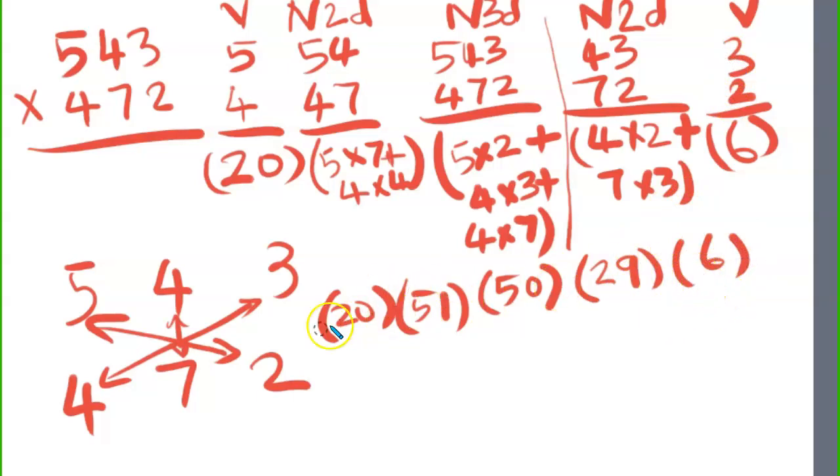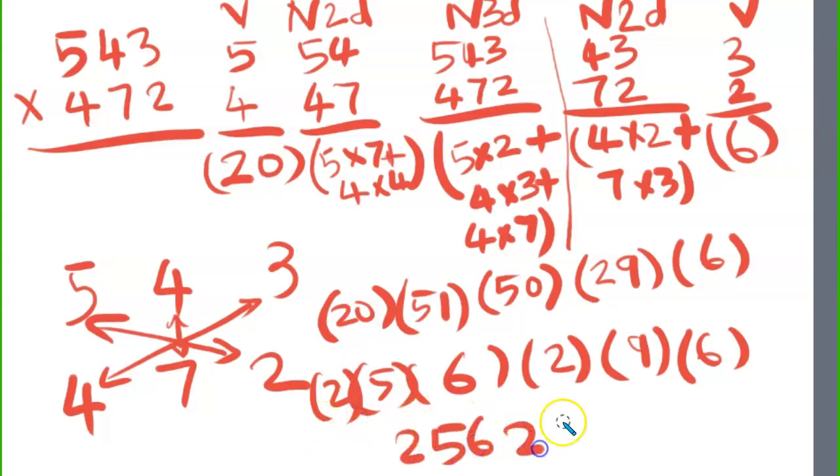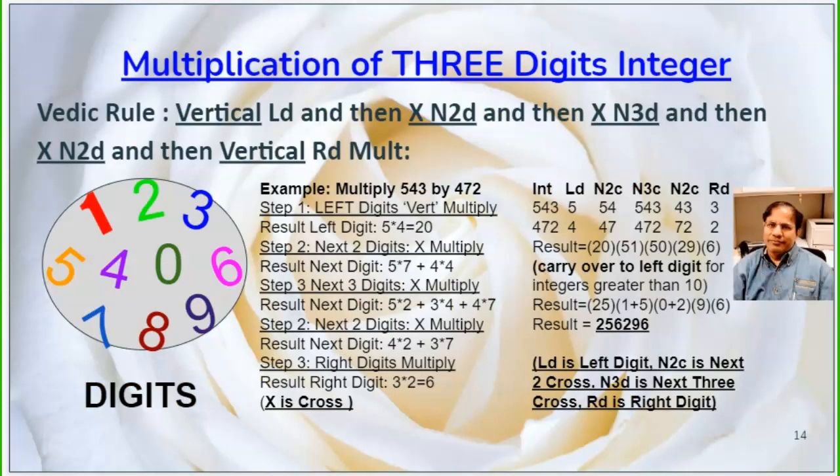We do the carry over, carrying it to the left of the digit, because we need a single digit within the parenthesis. So the first one is 6, the second one is 9. We carry over 2 to the left. So 50 plus 2 is 52. So we carry over the 5 to the left. So 51 plus 5 is 56. So we carry over to the left, and so we end up with 5 and then 2. So the result will be 256296. So we come back to this slide.